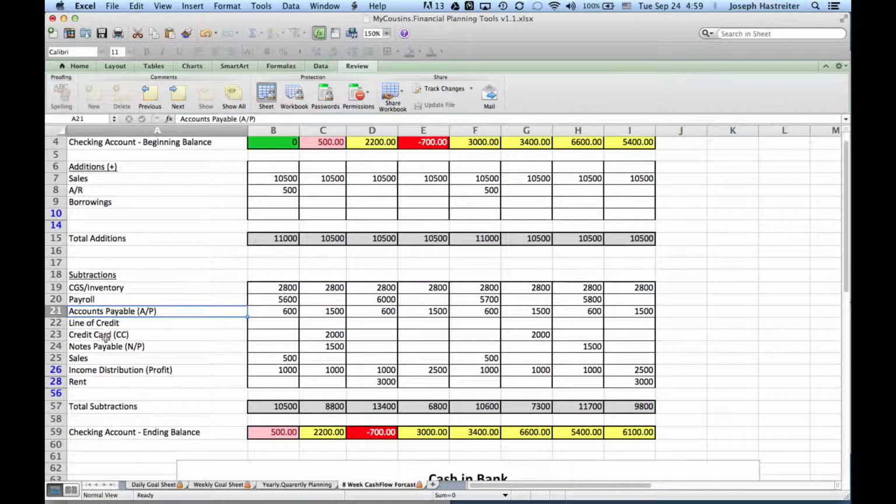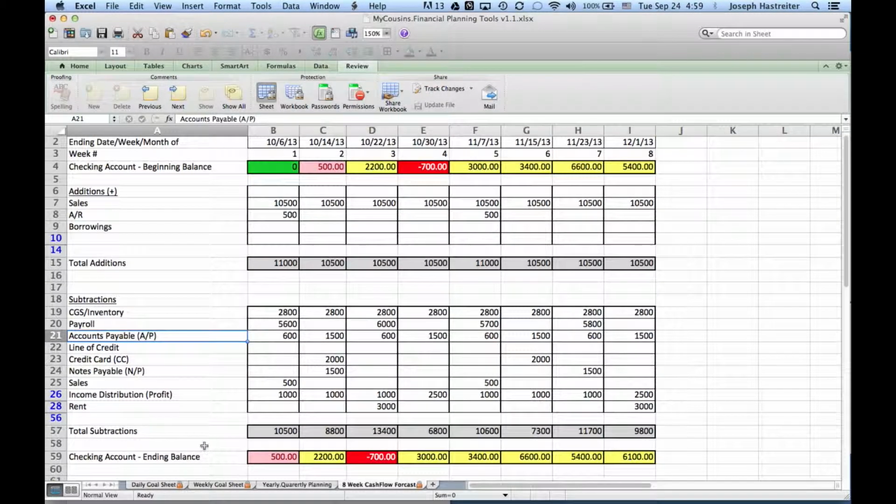And then again, we're going to have total subtractions down here. So you're going to see for this week we had total subtractions of $10,500, and if you added all these up, that's what this would equal. Then we have our ending checkbook balance here. We start with the beginning balance of 0, add the $11,000 total additions, and subtract the $10,500 total subtractions. So we get to an ending balance of $500.